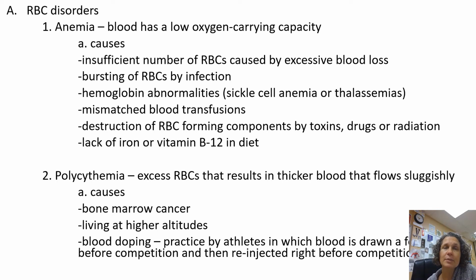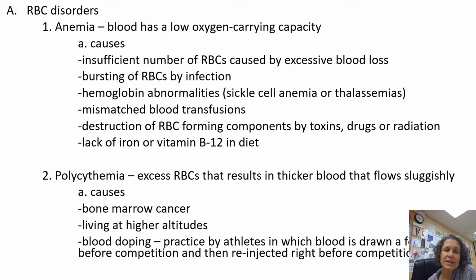You do have some hemoglobin or red blood cell abnormalities, like sickle cell anemia or thalassemia, and that again is a misshapen red blood cell, so it just doesn't have as much space for the hemoglobin. People can get the wrong blood type when they have a blood transfusion. Different drugs, different toxins, and radiation can destroy red blood cells. You can also just have a poor diet. You don't get enough iron, you don't get enough B12. So lots of different causes.